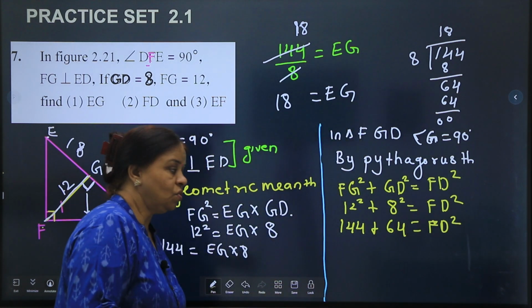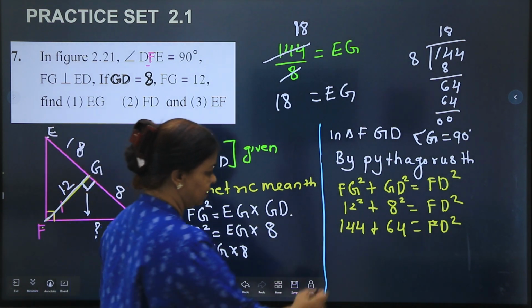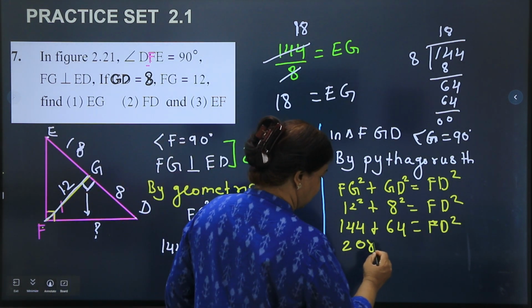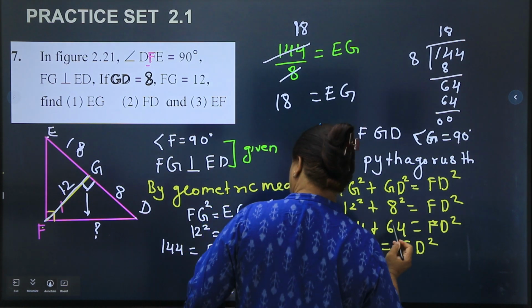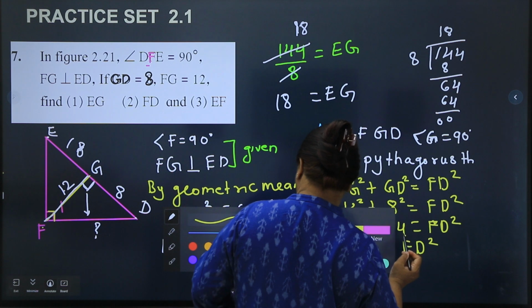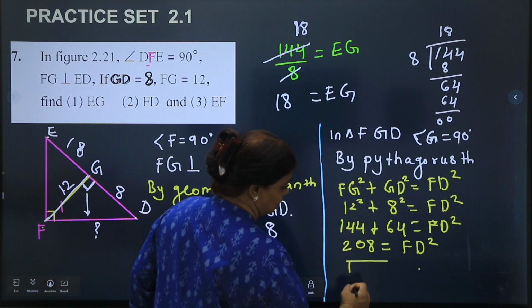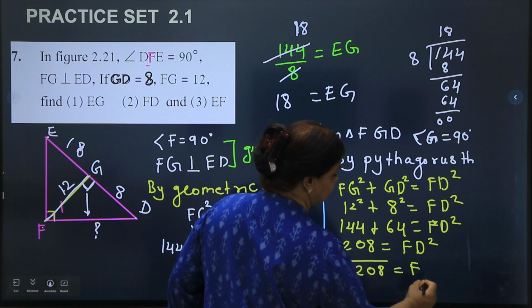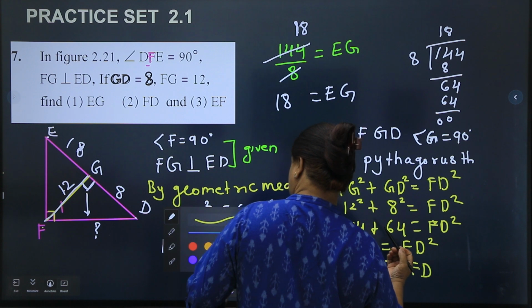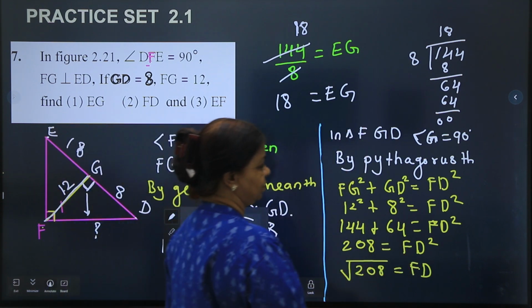144 and 64, 160, 208. 208 is equal to FD square. So take the square root. Under the root 208 is equal to FD. So take the square root of 208.